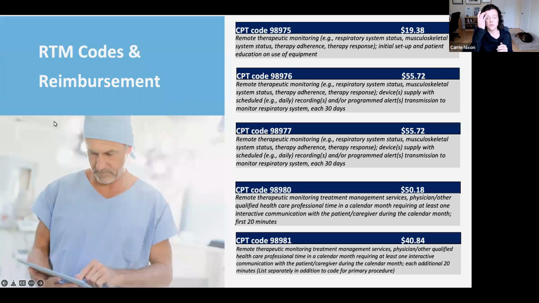There is absolutely use for that. The RPM codes also required use of a peripheral device to automatically collect and remotely transmit patient-generated health data. Also great. Also a gap in some use cases that would be very valuable for monitoring.